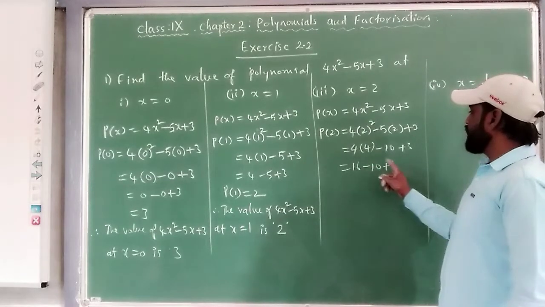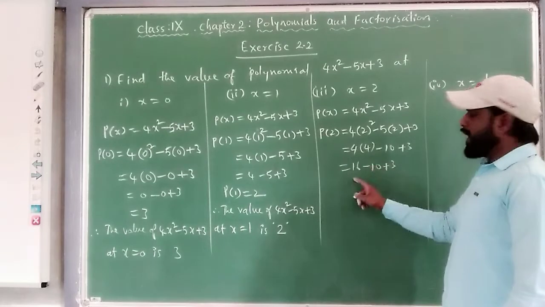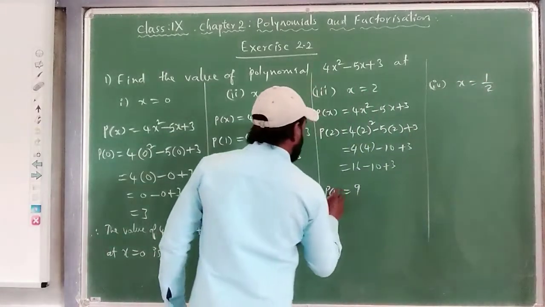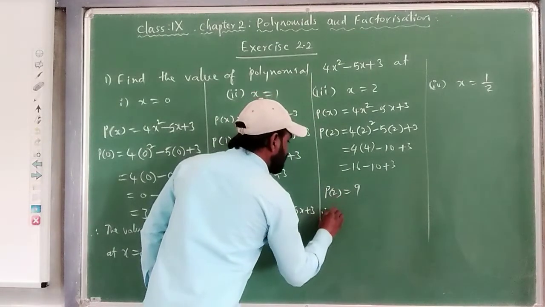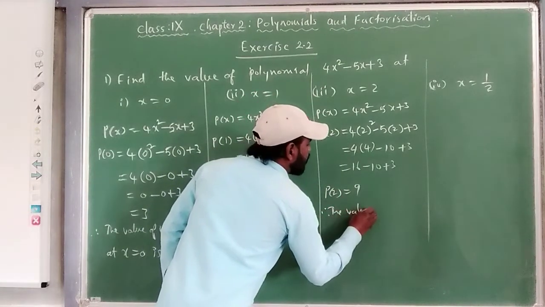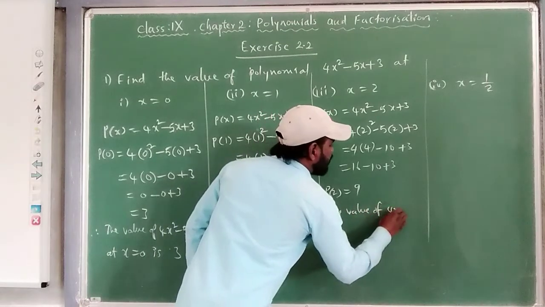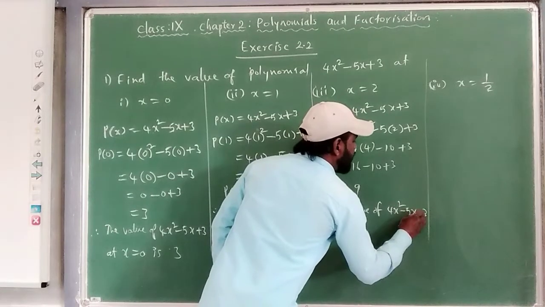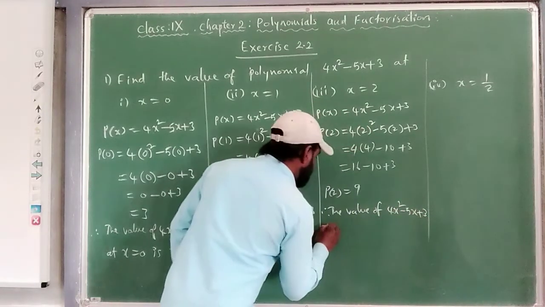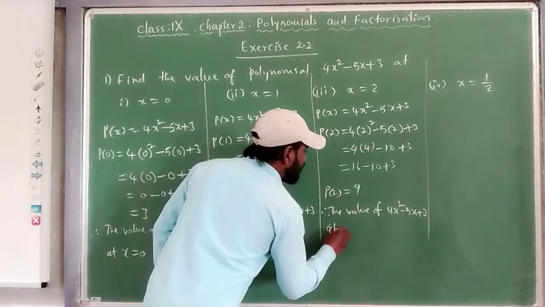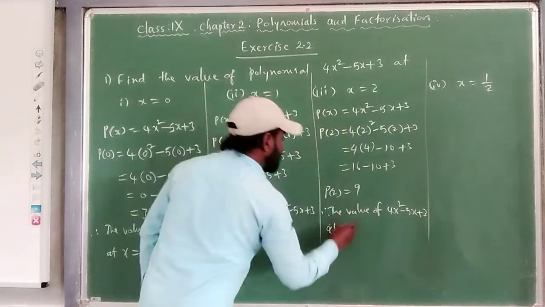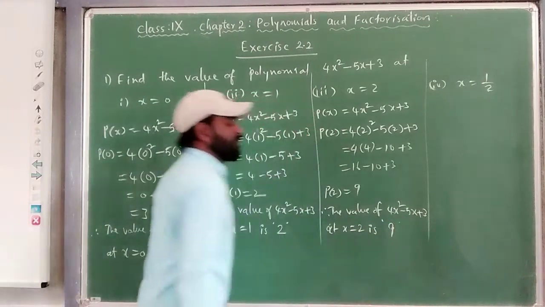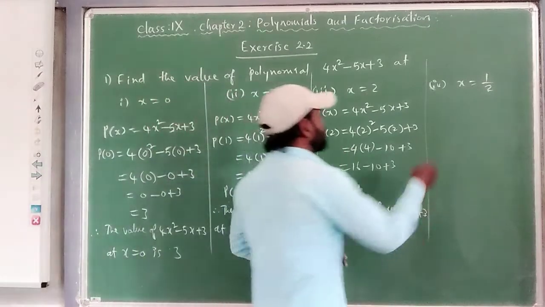Add the positive numbers first. 16 plus 3 is 19. 19 minus 10 is 9. So P of 2, the value is how much? 9. That means the value of the polynomial 4x square minus 5x plus 3 at x is equal to 2 is how much? 9.